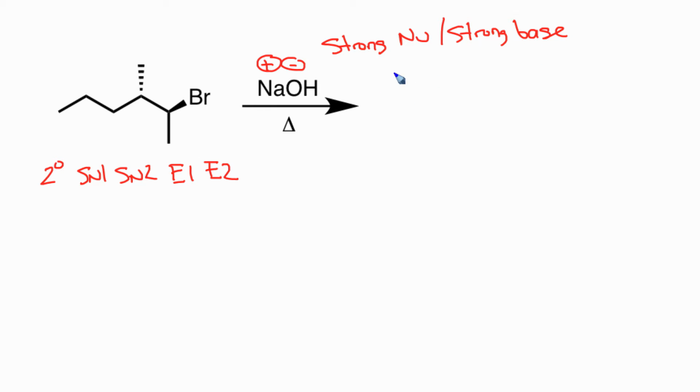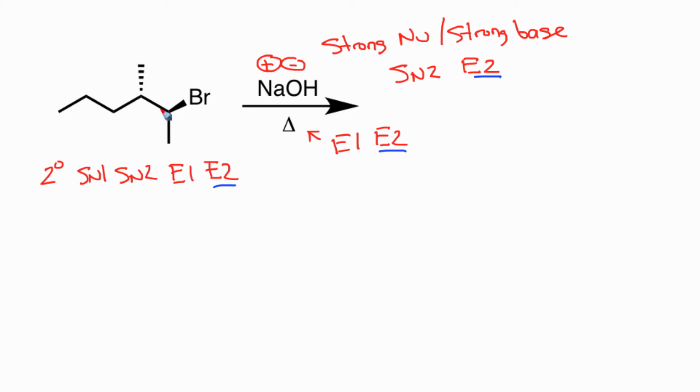So that is going to have a preference for SN2 and E2. And then heat favors elimination. So elimination could be E1 or E2. Now if we compare all of these things, our common feature is the E2 elimination, so that's going to be the operative mechanism here.